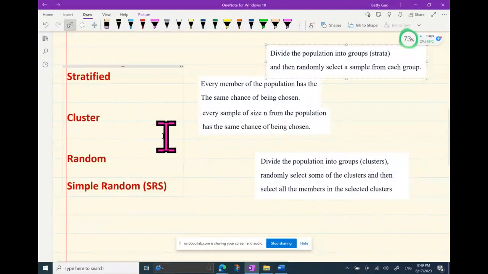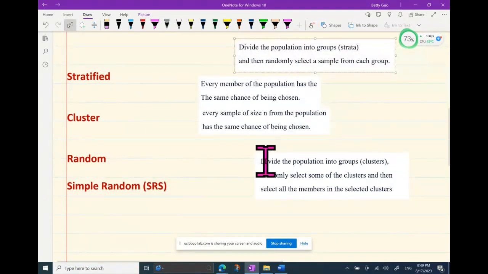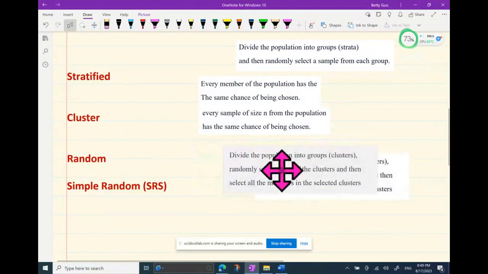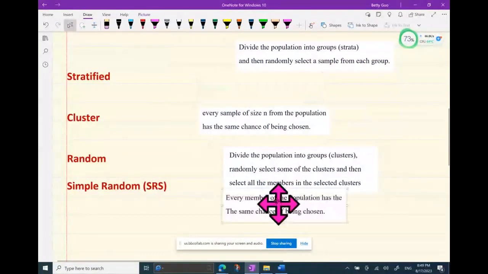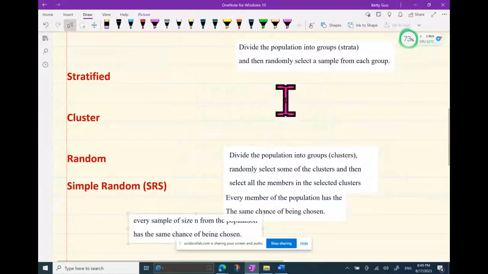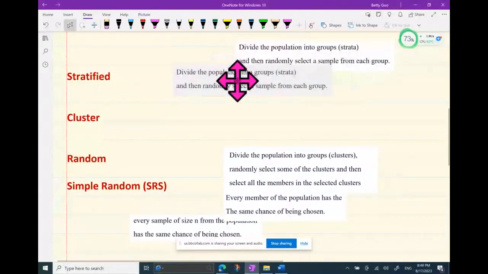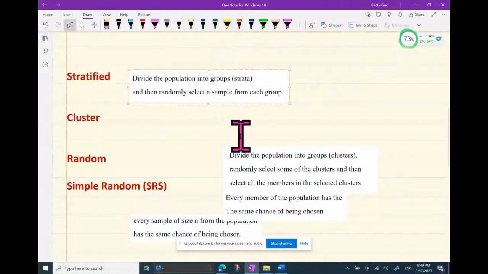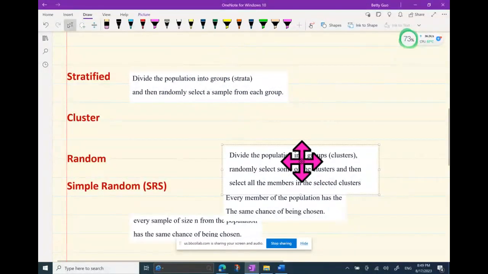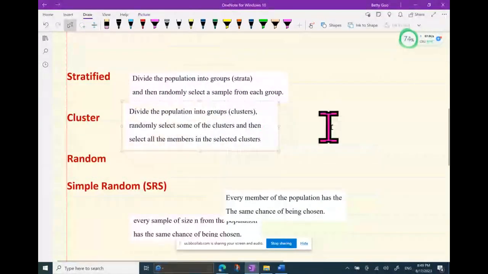And stratified and cluster. Okay. I'm going to match them quickly. You can please read this one, this one and this one. There's a keyword here, so you will not get confused. This one has a keyword, strata. It corresponds to stratified, and this one has a keyword, cluster, so it corresponds to the cluster sampling method.